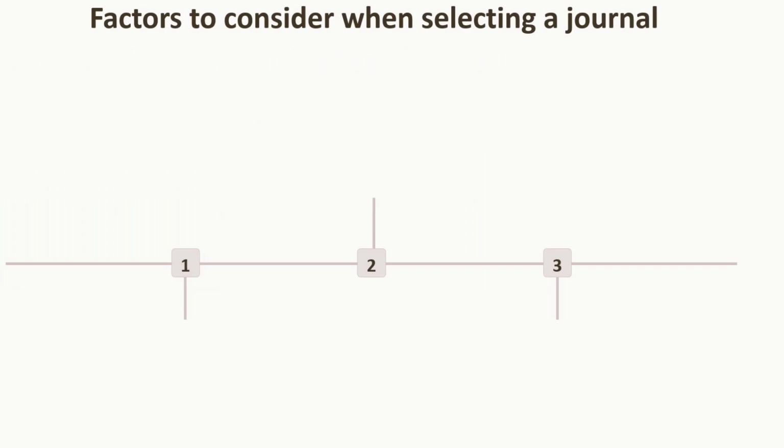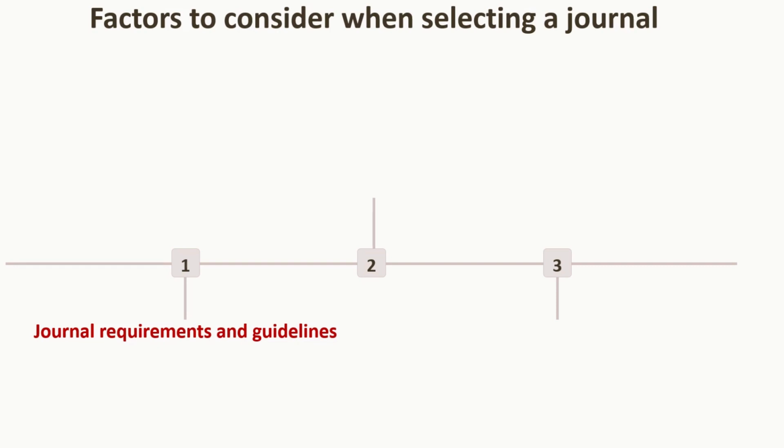What are the factors to consider when selecting a journal? Journal requirement and guideline is once you have selected, okay, fine, this is a journal I wanted to submit, this is the scope, this is the aim which is matching to my manuscript, you will keep that in your mind.